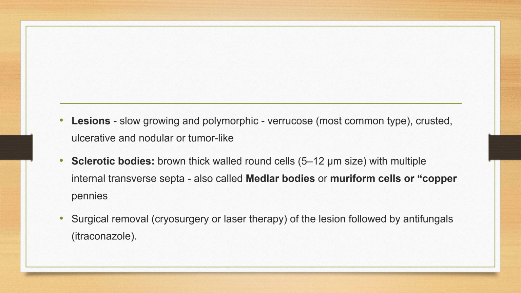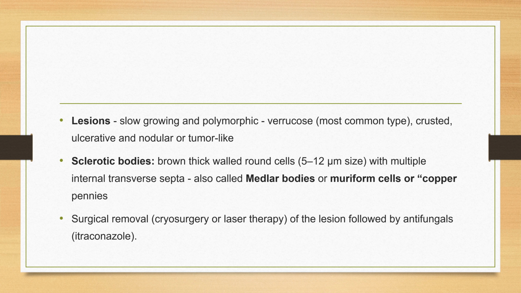Lesions are basically slow growing and they are polymorphic. Verrucose is the most common type. It can be crusted also, ulcerative, or nodular or tumor-like also. So the presentation is varied. And the most important feature is the sclerotic body. So what is the sclerotic body?